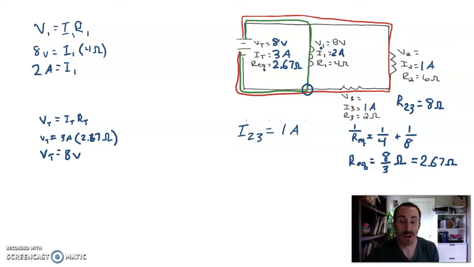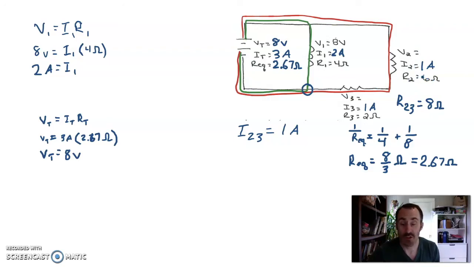And because this branch drops 8 volts, we know that this entire branch has to drop 8 volts as well. But not each of these resistors. Remember that in series, the total voltage drop is equal to the sum of all the voltage drops. And so V2 plus V3 is going to be 8 volts, but they won't each be 8 volts. Now, we can figure out how much each of those is using V equals IR, because we have I and R for both of them.